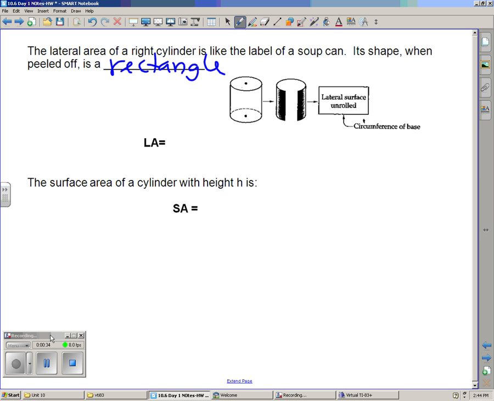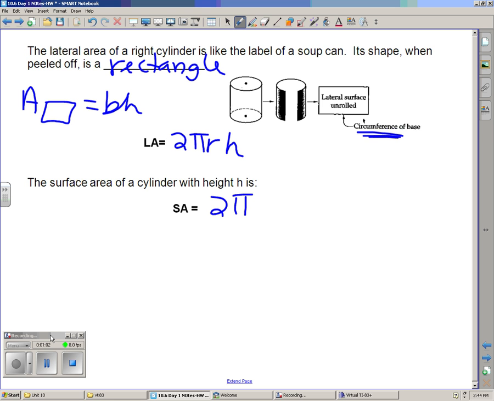You know that the area of a rectangle is just base times height. Well, the base is the label that goes around the cylinder, so that base acts as the circumference. So the lateral area, which is the base times the height, is the circumference 2 pi r times the height. Therefore, the surface area of a cylinder whose height is h is going to be the lateral area, 2 pi r h, plus the area of the two bases, or 2 of the pi r squared. So there's your formula for surface area.